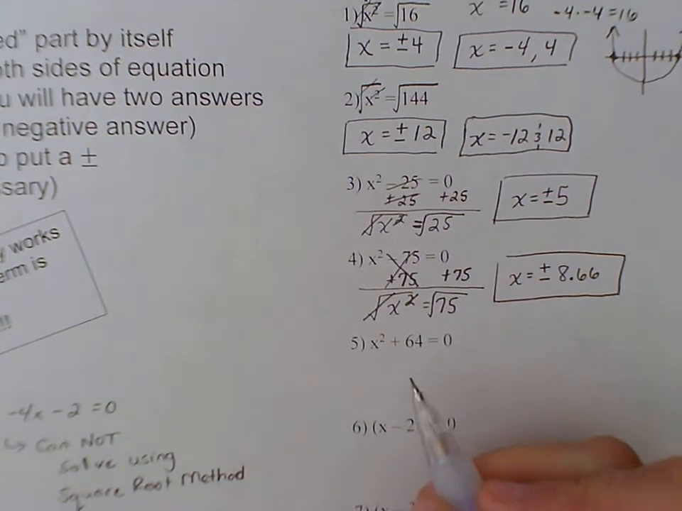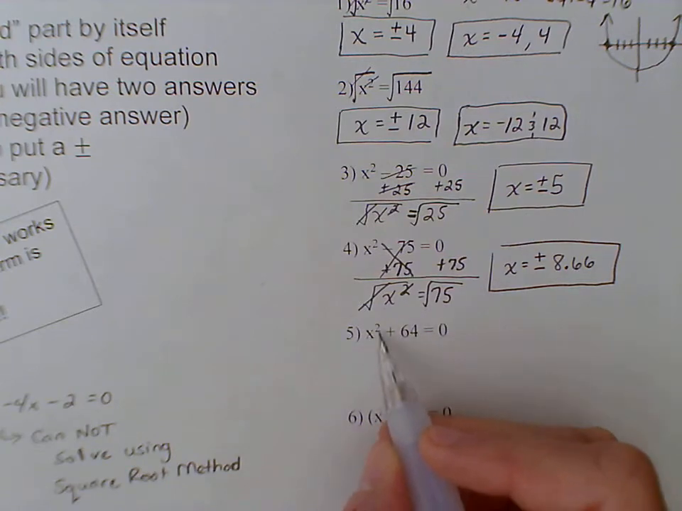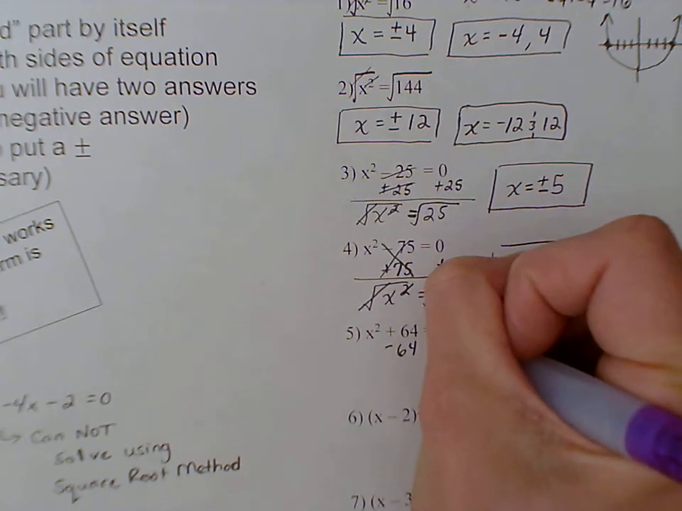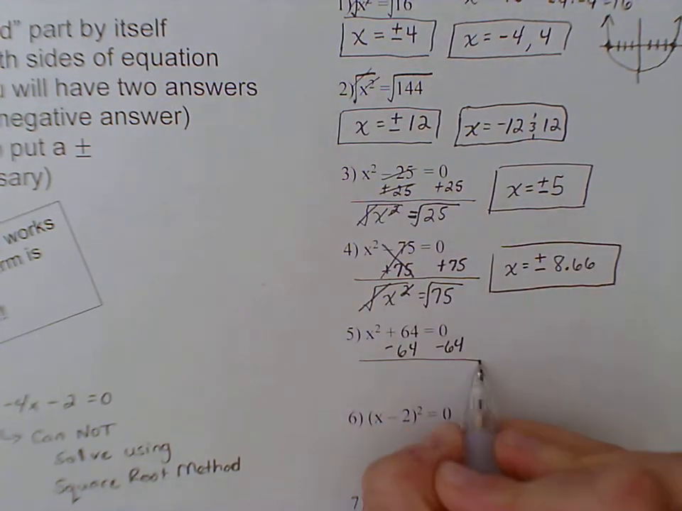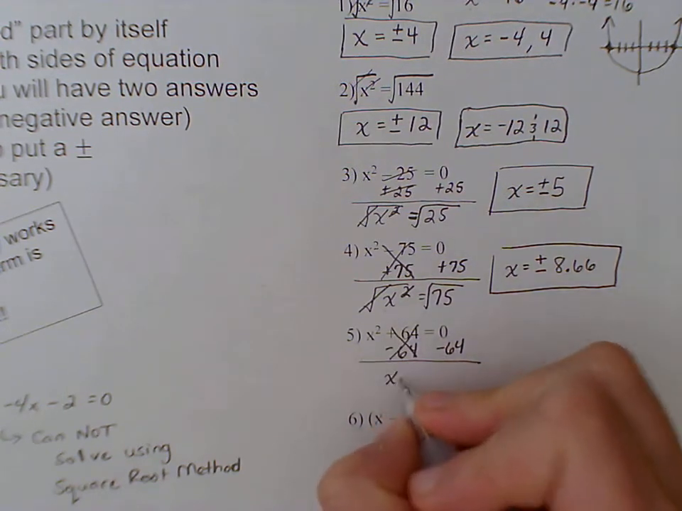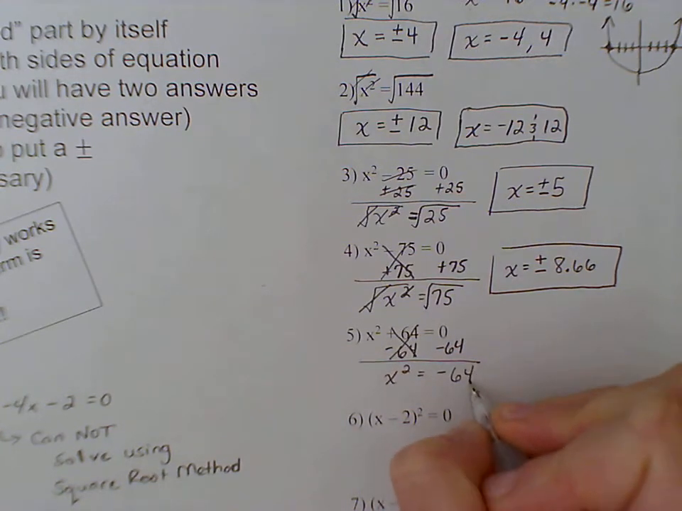So the next one, what if you had something like this? Well, same story. The x squared part's not by itself, so I got to get it by itself. So I have to actually subtract my 64 to get it to the other side. So then 64 minus 64 goes away, and my x squared comes down. And then on this side, I end up getting negative 64.